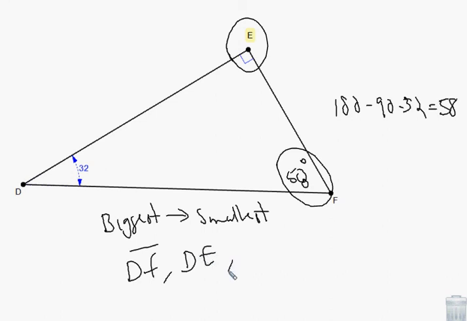And then the smallest angle is angle D, and of course the only side left is, and I need my segment marker, segment FE. So the last side is FE. On these, you can of course rearrange the letters. FD would be just as good as DF, ED would be just as good as DE, and EF would work just as well as FE.